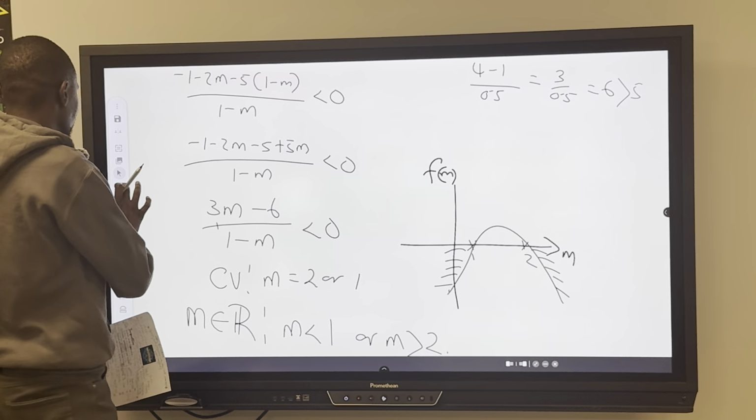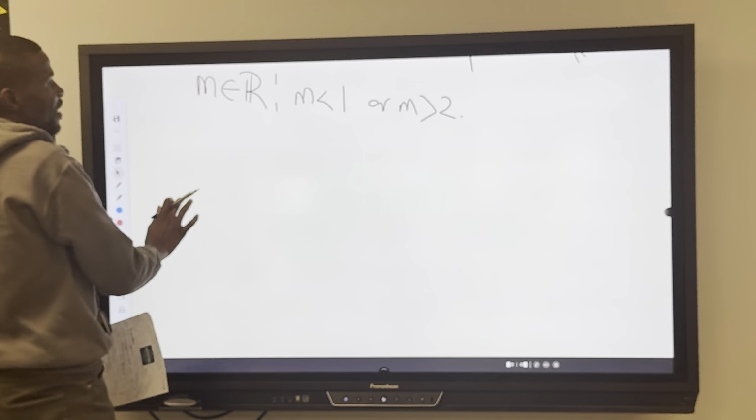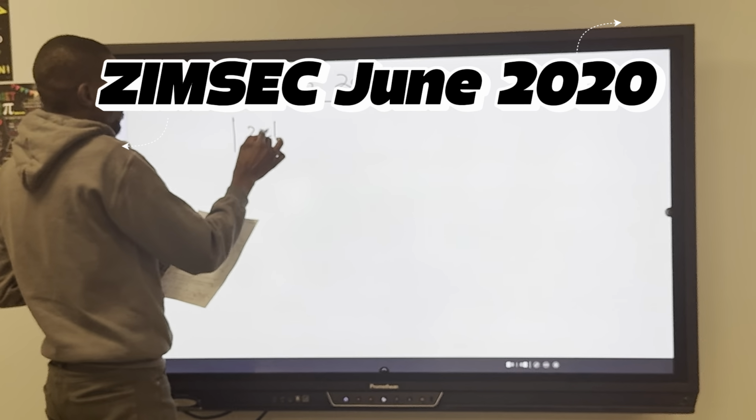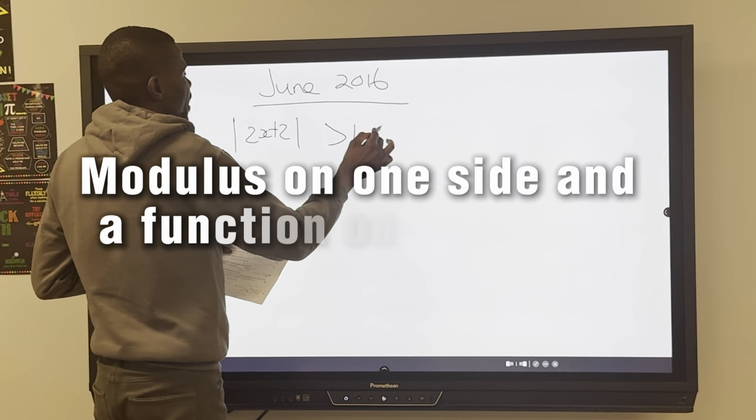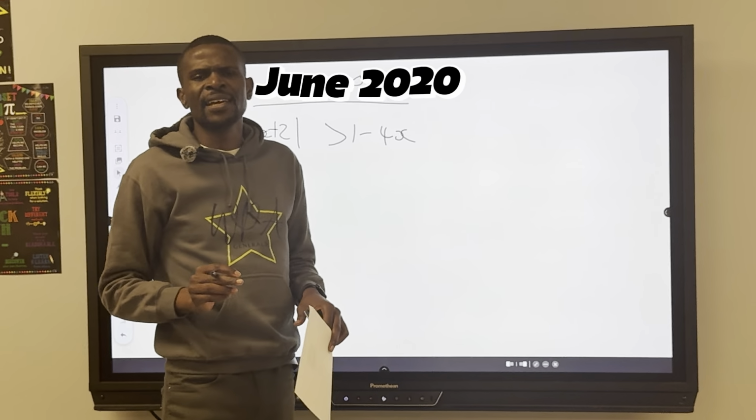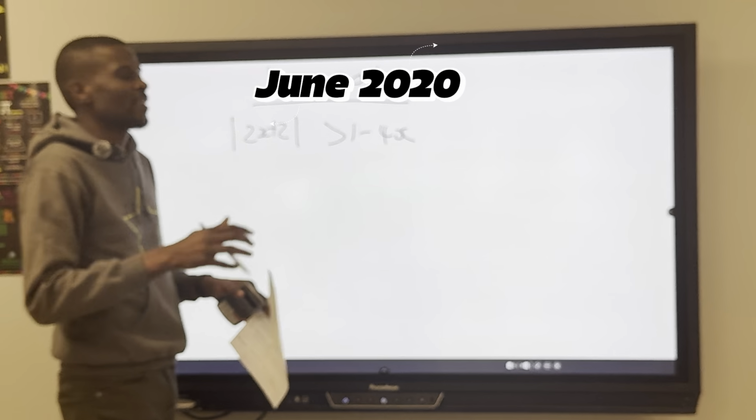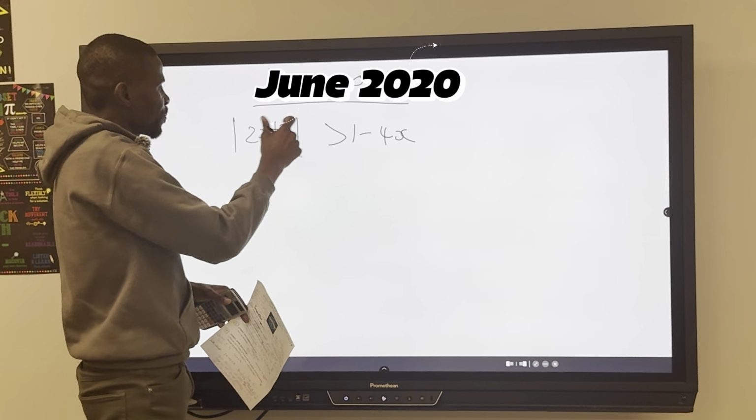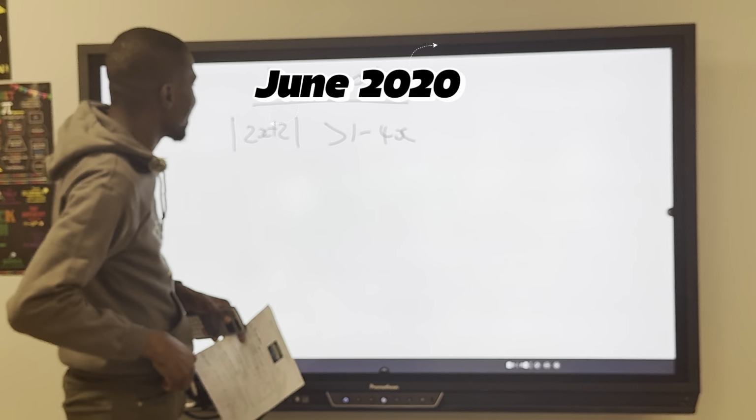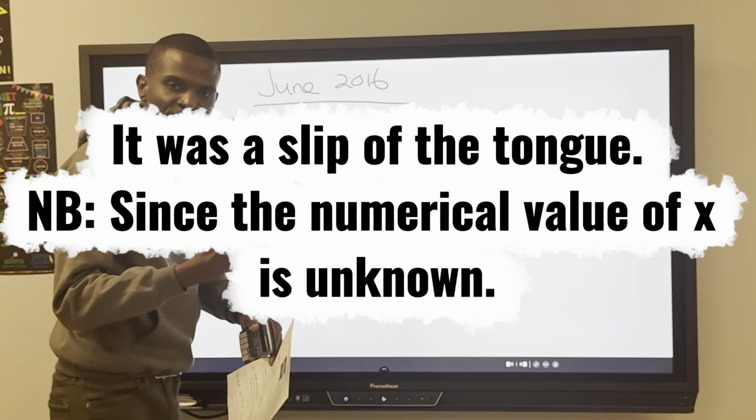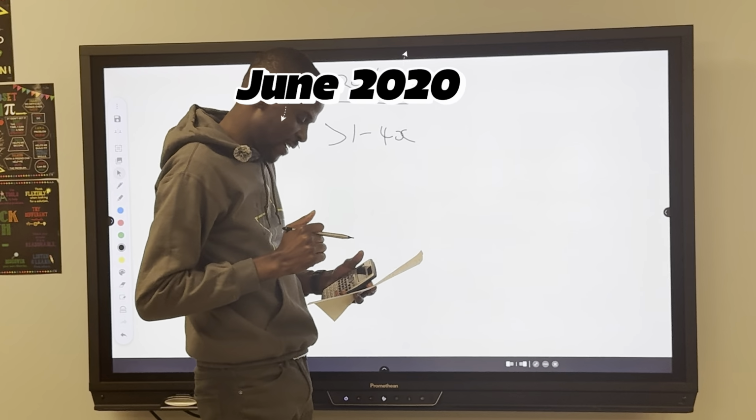Okay, so now guys, let's move on to the last one. We need to be careful on this one. We want to solve modulus of 2x plus 2 is greater than 1 minus 4x. Remember what I said, when you square both sides, both expressions should be non-negative, right? They must be positive, but we don't know about 1 minus 4x since we don't know its numeric value. So we have to deal with that with caution.